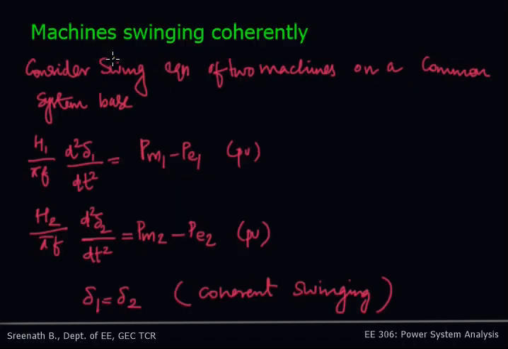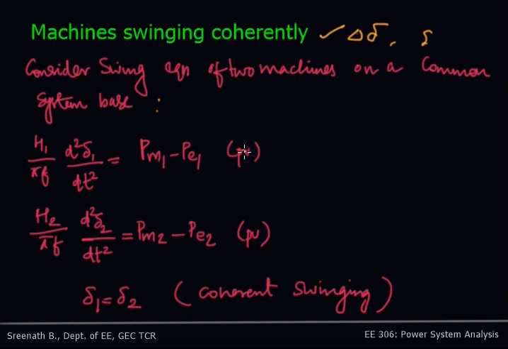Now what happens when machines swing coherently? That is, when a disturbance occurs, the delta will be varying in the same manner, or the change in delta will be the same for the machines. Delta will be varying together. Delta as well as change in delta will be the same. So the machines are swinging together. Such a condition is known as machines swinging coherently. They are swinging together. The delta variation will be the same in different machines. Such conditions can occur in a power system. In such conditions, for analysis purposes, we will be deriving another equation.